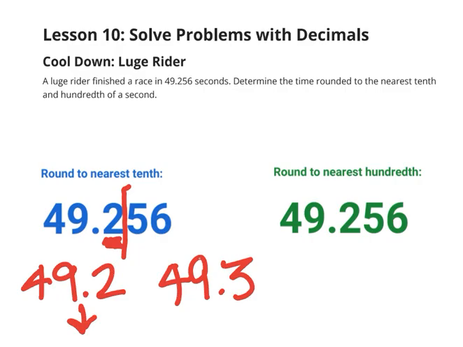Even though technically the 2 stays the same, that's like 200 thousandths versus what it currently is, which is 256 thousandths, right? Now this, of course, is going to round up if it's closer to being 300 thousandths as opposed to 200 thousandths. That's what we're really thinking about as we round.